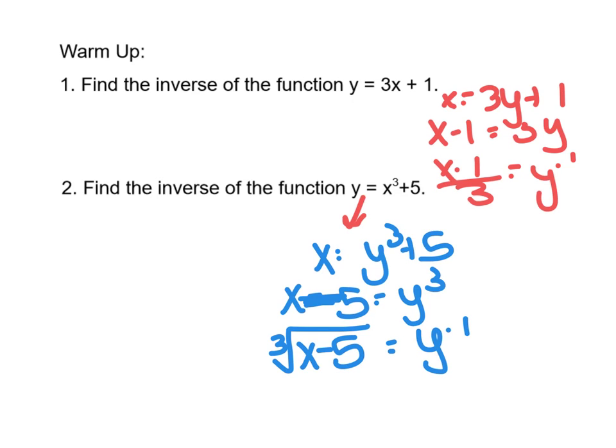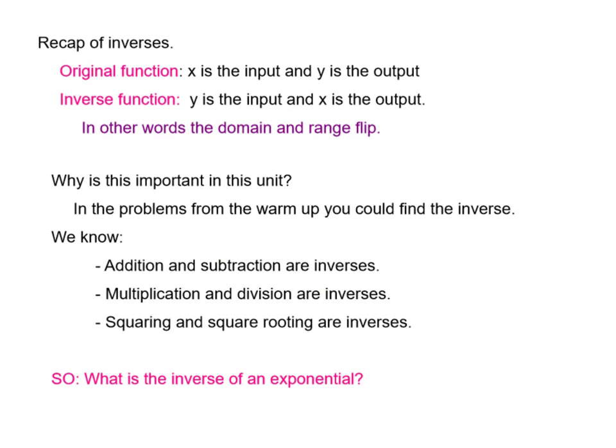So we see that whenever we have multiplication or addition in a problem, you're able to find inverses, or in this problem, when it's raising it to a power and adding 5, you're able to find the inverse. So here's a recap of inverses. If x is the input and y is the output, in the inverse the opposite is true. In other words, the domains and ranges flip.